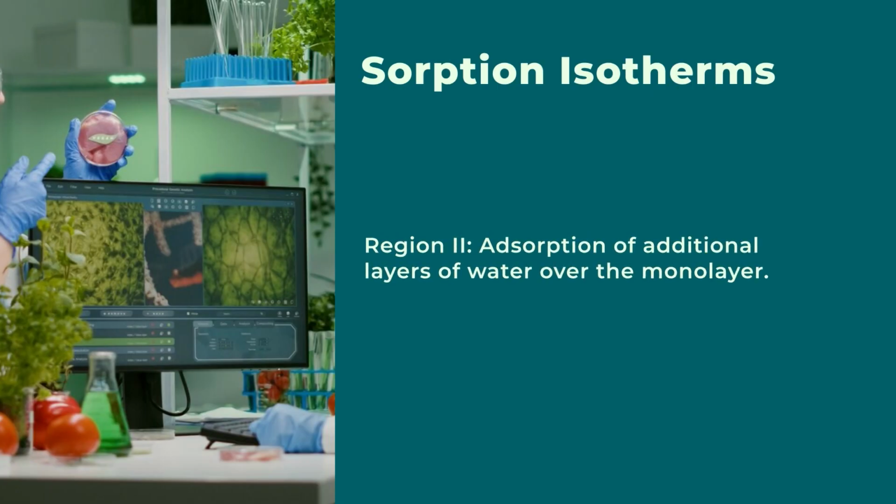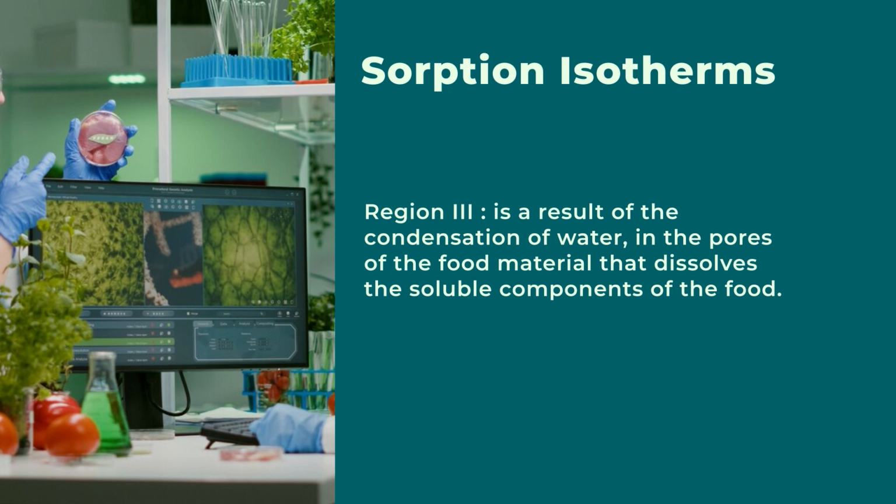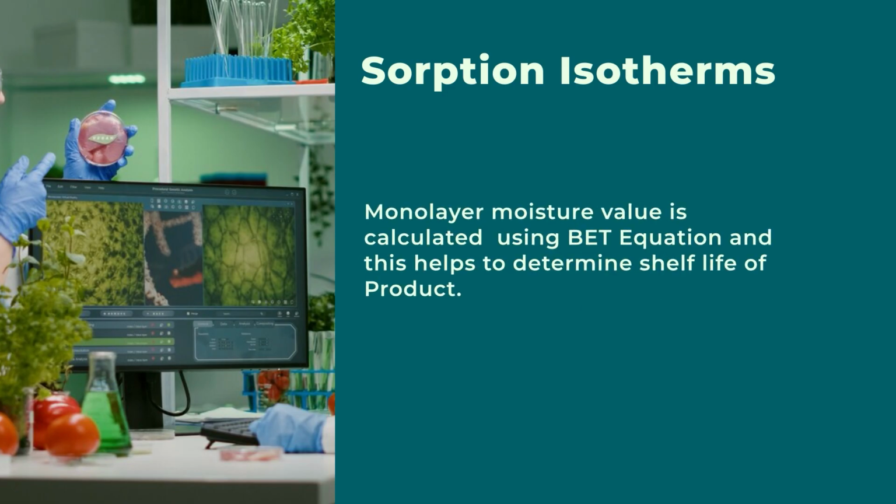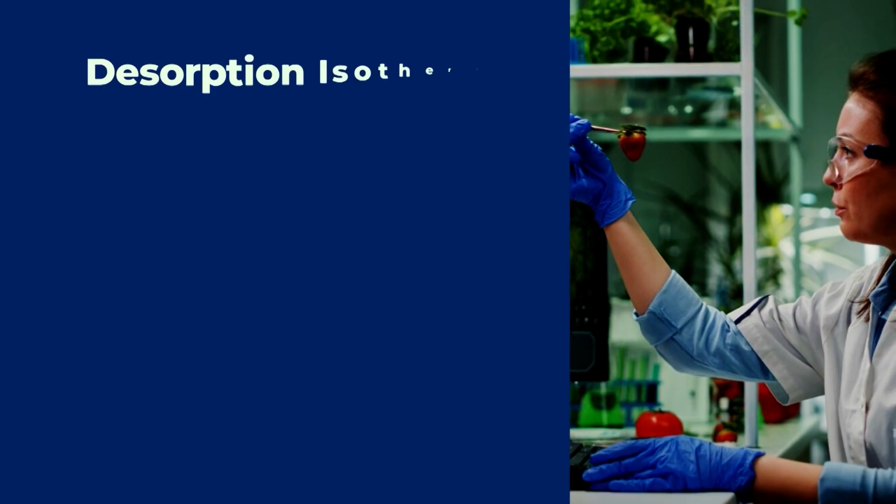This is very important. This gives us the shelf life of the product indirectly, that is, what is the safe moisture for a higher shelf life. Region 2 is the absorption of an additional layer of water over the monolayer. And in region 3, there is a condensation of water in the pores of the food material that dissolves the soluble components of the food. So, the monolayer moisture value is calculated, and this helps to determine the shelf life of the product. Similarly, the desorption isotherm.